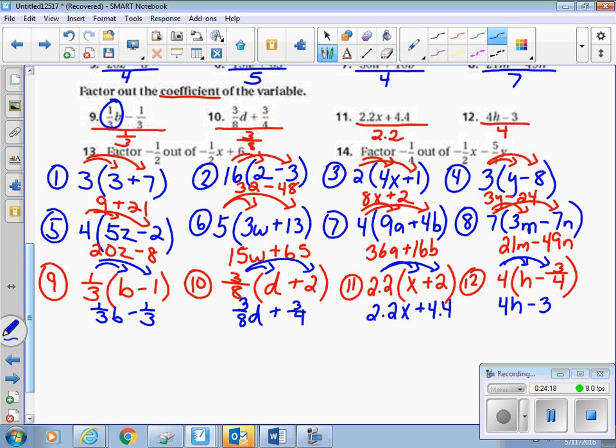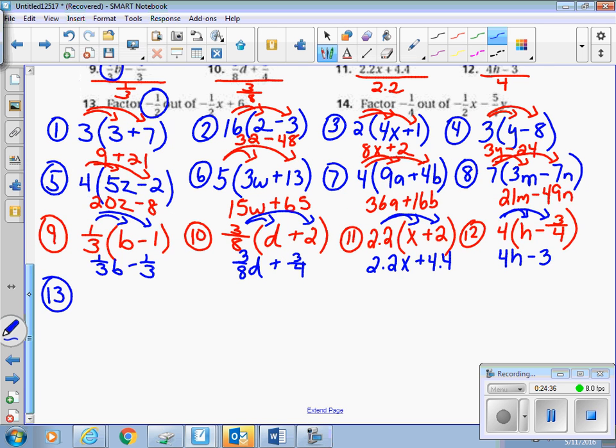So 13 and 14 are the same process, except now they're telling you exactly what number to factor out. They don't want you to factor out a GCF. They don't want you to factor out a coefficient. They're telling you exactly what to factor out. So in number 13, they're asking us to factor negative 1/2 out of that expression.